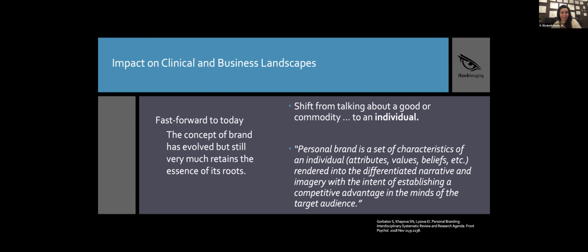The most important thing, though, is that I want to talk about shifting from goods and commodities like cattle and trade goods to that of an individual. And I really love this definition of personal brand from the literature that describes it as a set of characteristics of an individual, attributes, values, beliefs that are rendered into a differentiated narrative and imagery with the intent of establishing a competitive advantage in the minds of your target audience.